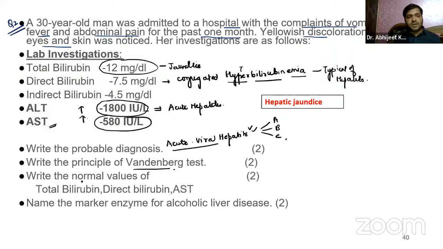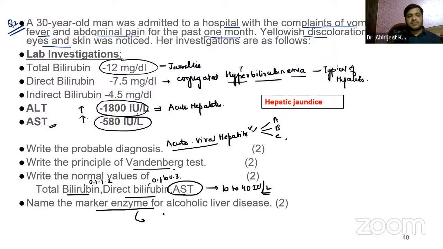Now, the normal levels of total bilirubin we have just discussed, it is 0.1 to 1.2. Direct bilirubin, you already know it is 0.1 to 0.3. And AST, you have to remember over here, it is 10 to 40 international units per liter. Over here, you can see the AST is 580, it is very, very significantly elevated.